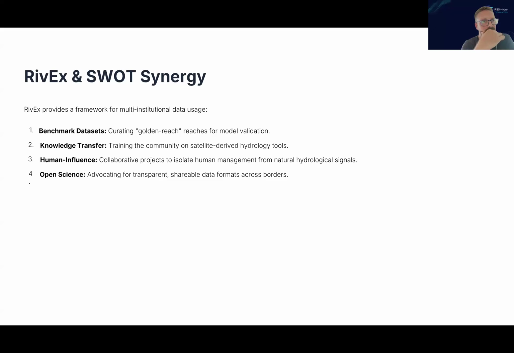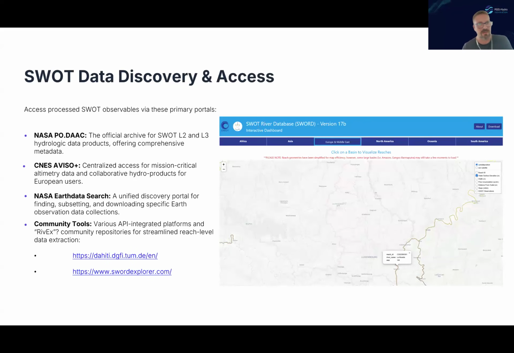Human influence, I mean, again, RivEx could help here with these collaborative projects about these anthropogenic effects on the hydrological cycle. Can we get them from SWOT? And then the open science, always a big thing in this community. But this is one of my last slides. Sorry, this is going on a bit for too long, I think already.